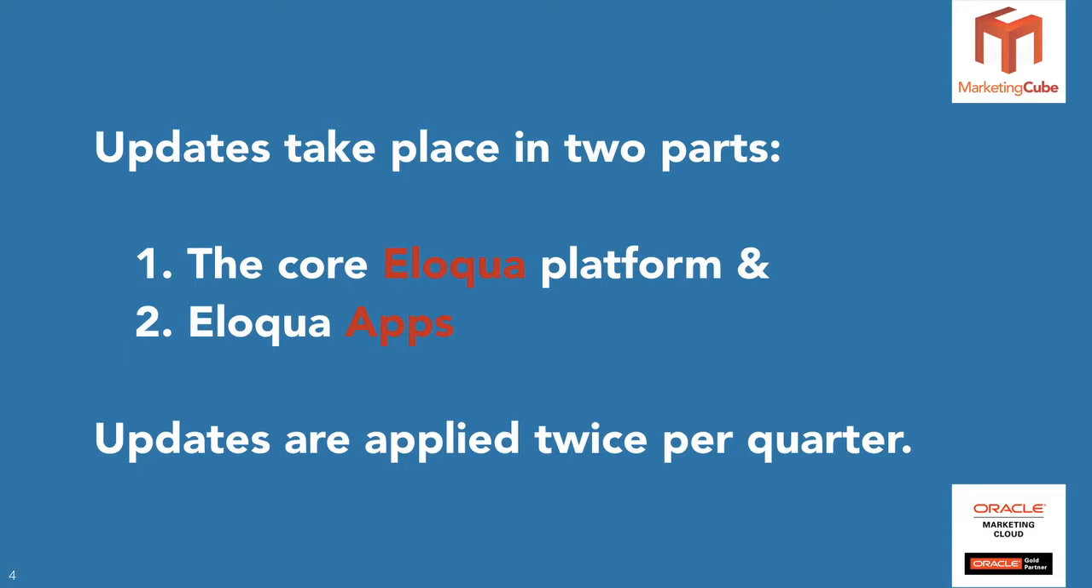But then there's also the hundreds of apps that are available. And so with the updates to the core platform, it's often needed that changes are then made also to some of the various apps that are available. But in both instances, the platform itself and also the apps are updated twice per quarter. So how do you find out this information? How do you know what's going on?